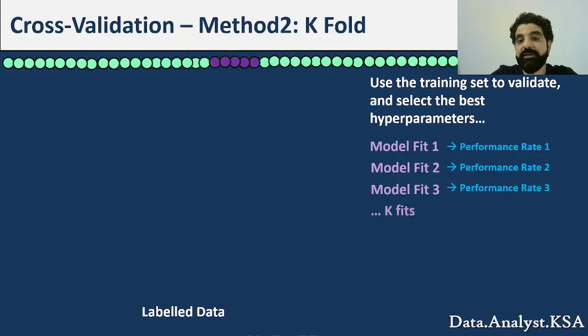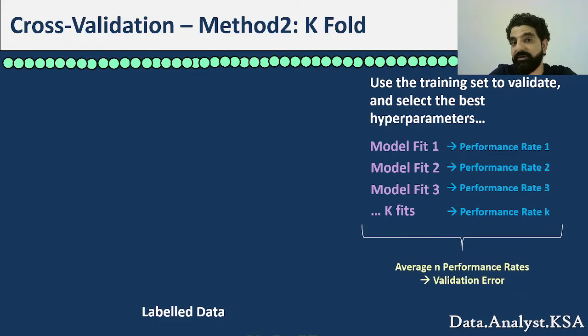And I'm going to do this until I reach k fits, which cover all my data. So basically, every single point has been one time in the validation set and many times in the training set. And I will calculate the average of all these performance rates and call this my validation error rate for this value of the hyperparameter. Of course, k doesn't have to be 10, such as the one we have shown. It can be 5, it can be 6, it can be whatever we see applicable for our data.